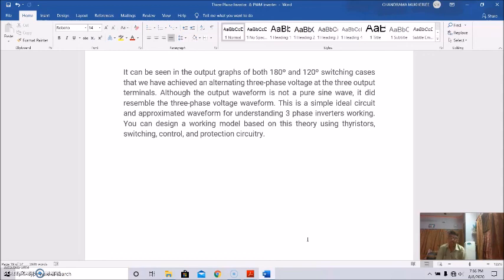You can contact me, as I told you in previous classes also. The outcome of these discussions is that you will be able to understand the operations of a three-phase inverter circuit, and that will give you quite a lot of confidence to work with this three-phase inverter in practical cases.